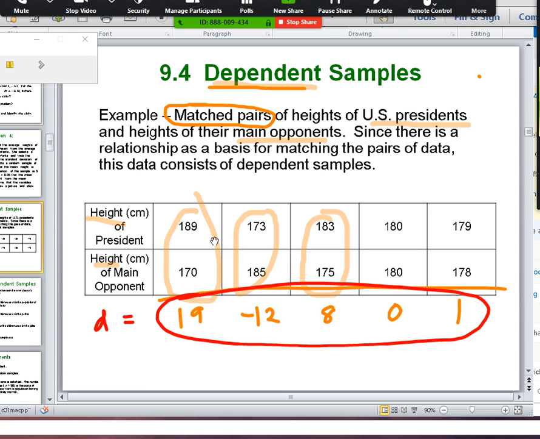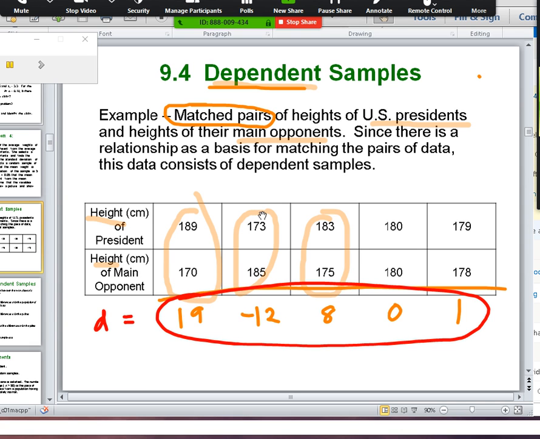So once you recognize that they're matched up together like this, and you'll see them, that's the only stuff I give you where they're matched up. And they're the same thing. They're both heights. Height of the president, height of the main opponent. There's only one variable still. It's still height. It's just that they're matched up.